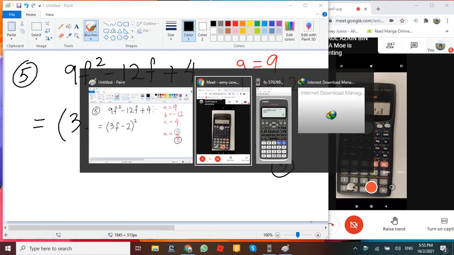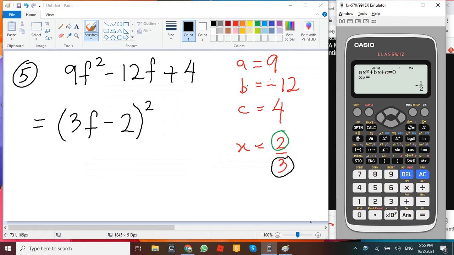Okay, another calculator. A equal to 9, B negative 12, and C 4. So the answer x is 2 over 3.